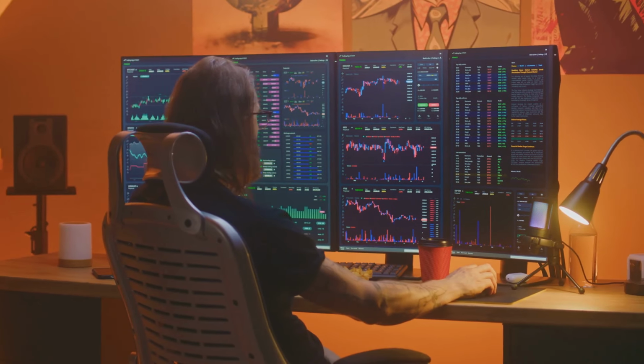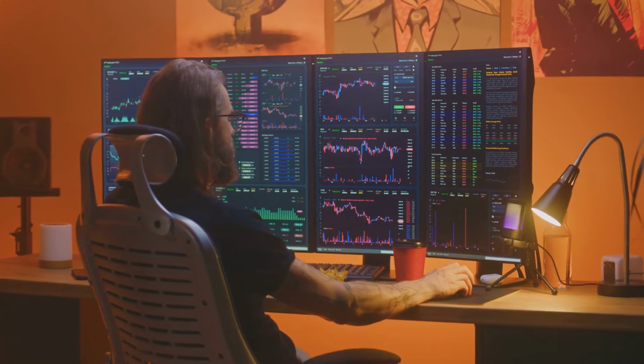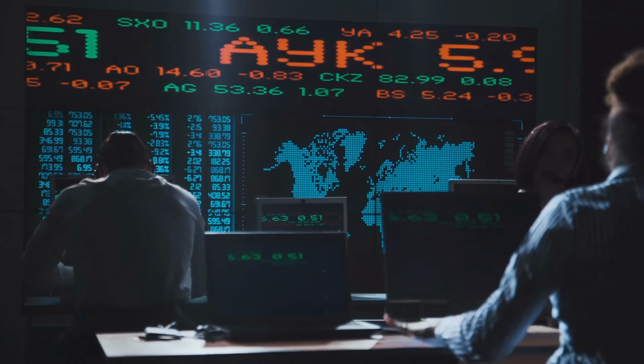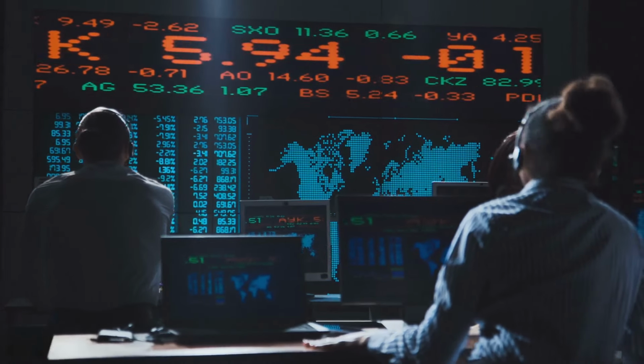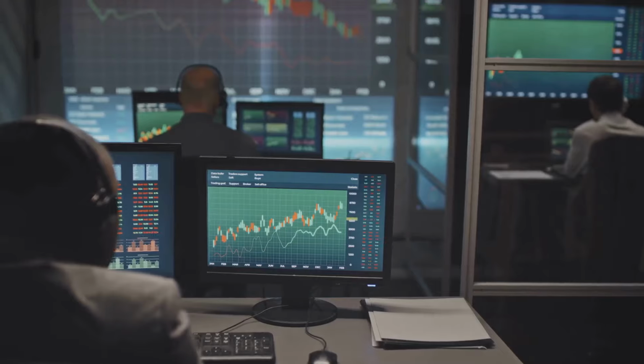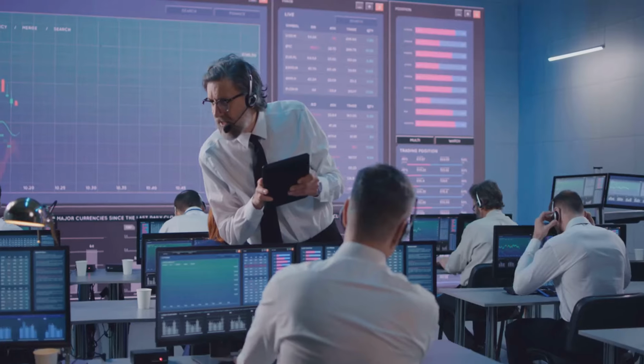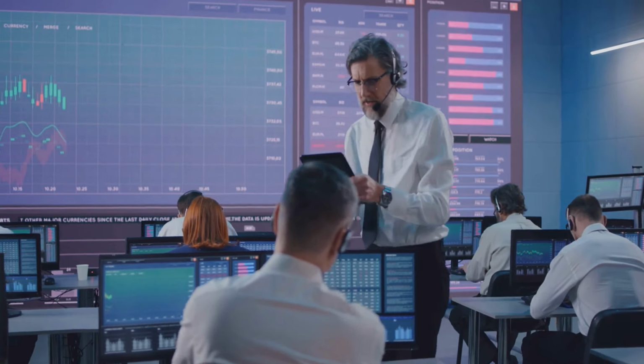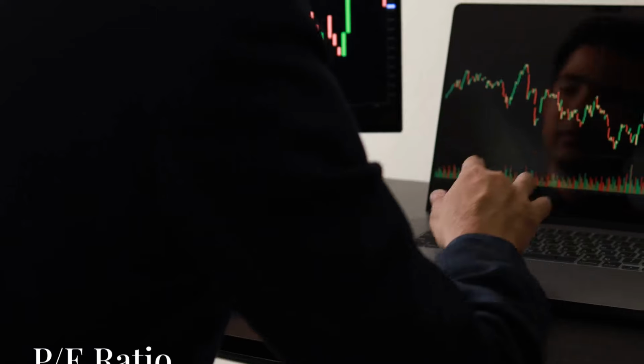Today we're leveling up your trading vocabulary with advanced stock market terms every trader needs to master before diving deeper into the markets. Clearly understanding these terms will give you confidence and help you navigate more sophisticated trading scenarios. Let's begin.